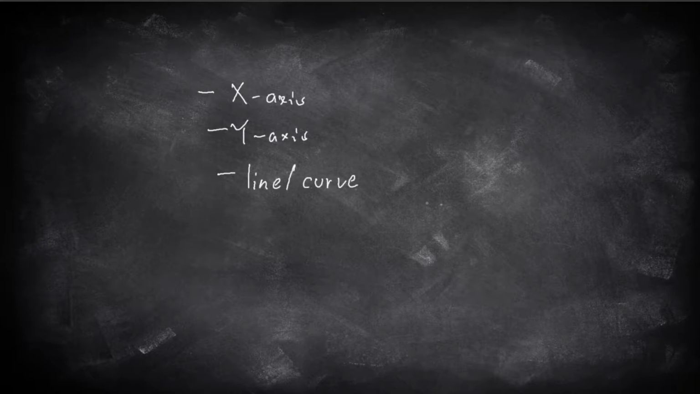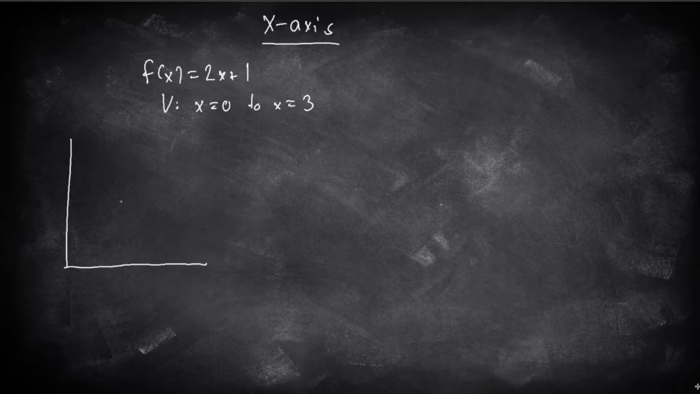Okay, so similar to how the area works. Now let's do our x-axis first, because it's the simplest. So let's say f of x is 2x plus 1, and we want to find the volume from x equals 0 to x equals 3. So let's first draw a picture. So 2x plus 1 is right here. So let's say our x equals 3 is here. X equals 0 is right here.